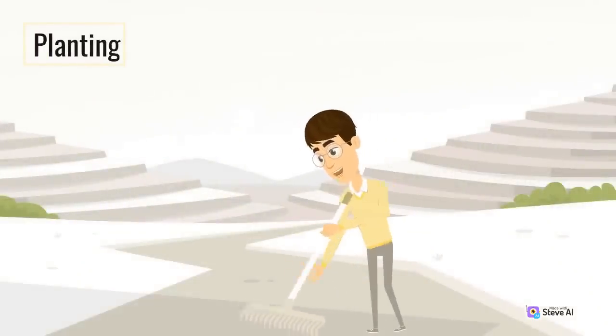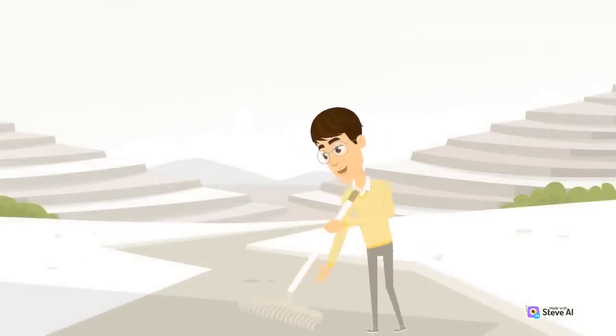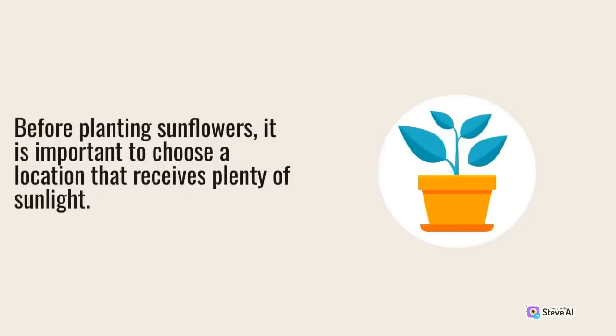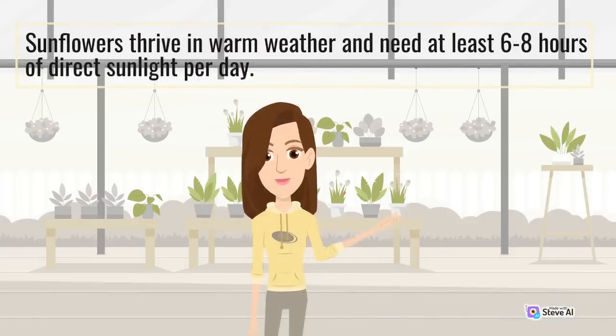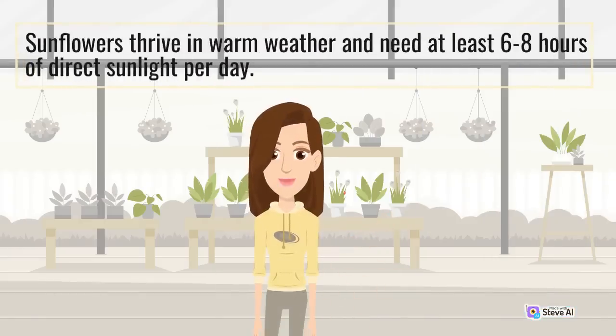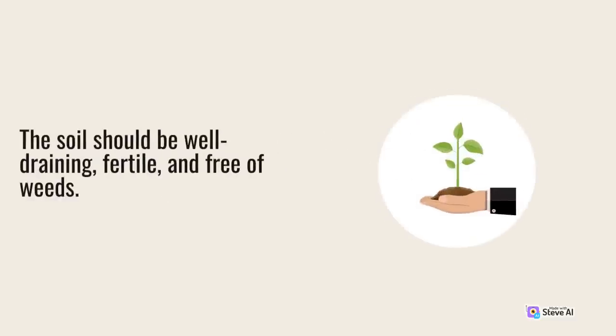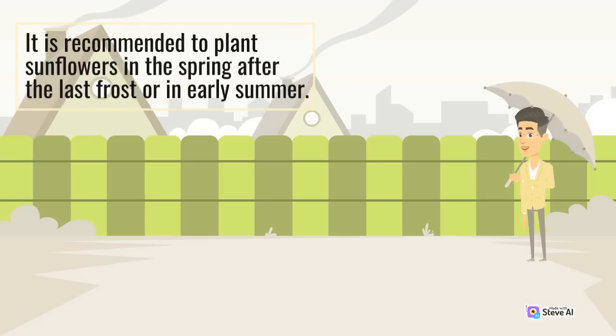Planting. Before planting sunflowers, it is important to choose a location that receives plenty of sunlight. Sunflowers thrive in warm weather and need at least 6 to 8 hours of direct sunlight per day. The soil should be well draining, fertile, and free of weeds. It is recommended to plant sunflowers in the spring after the last frost or in early summer.